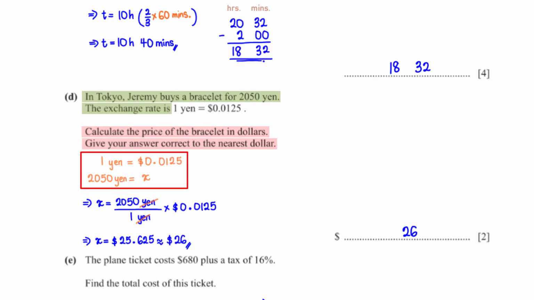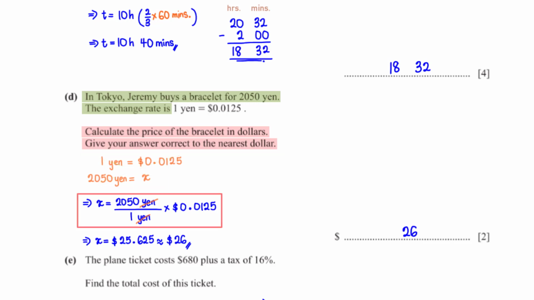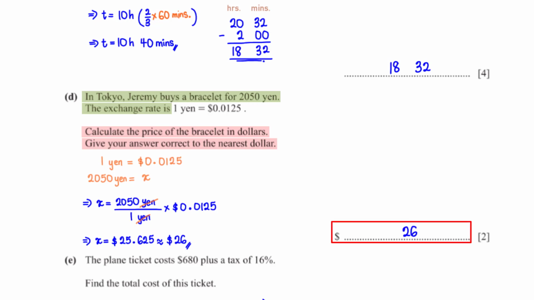Using the given exchange rate, we want to find the price in dollars of the bracelet, which we are calling X. When we cross-multiply and make X the subject, this is what we get. When we type this into the calculator, this is what we have, which is approximately $26 rounded to the nearest dollar.